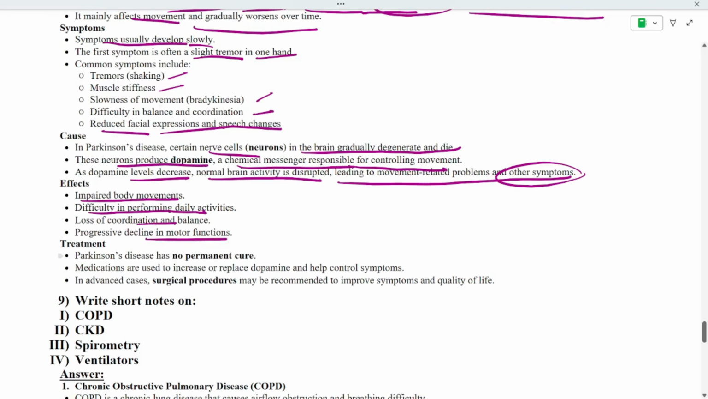What is the treatment? There is no permanent cure. Medication is used to increase or replace the dopamine and help in controlling the symptoms. In advanced cases, a surgical procedure may be recommended to improve the quality of life. That's it. There is no permanent cure.